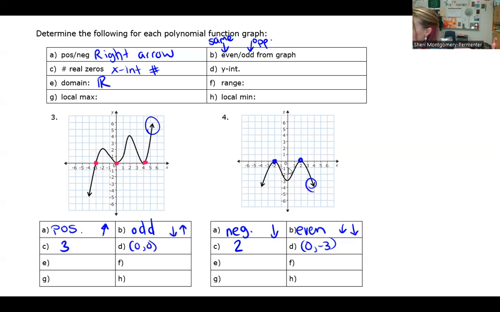The range sometimes is also all real numbers. In fact, when it's odd, when you're pointing in different directions, when you have one pointing up and one pointing down, you go up forever and you go down forever, or if it's flipped, if you're odd, you will always be all real numbers because you've got something pointing up and something pointing down forever and ever. So when you are odd, it will also be all real numbers.